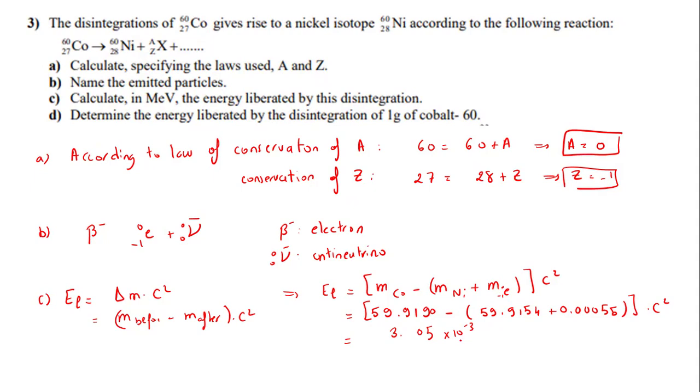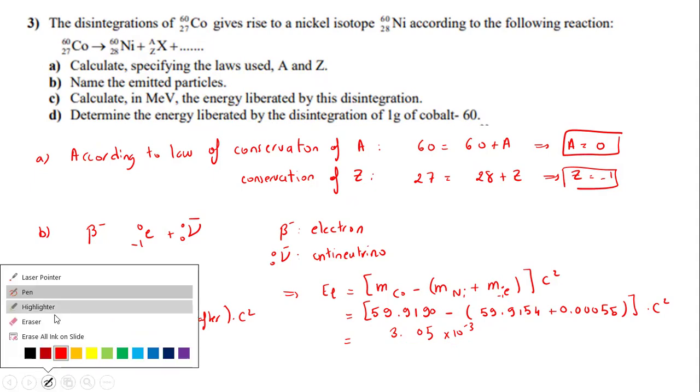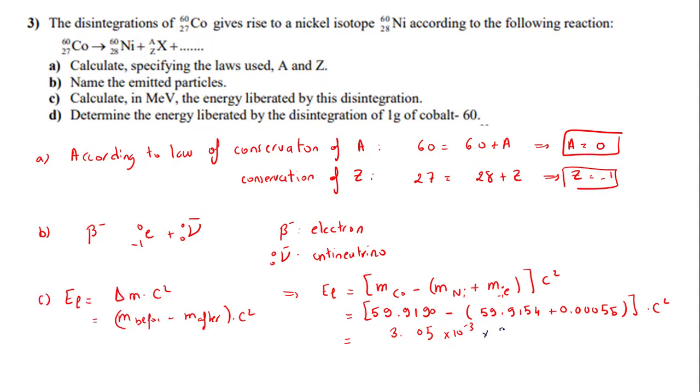But this is in what? In U. I want it in mega electron volt. So if I want it in mega electron volt, I write here times 931.5, which is mega electron volt per C square, and the C square cancels with the C square. So I converted from U to mega electron volt per C square. We simplify, and we get the answer in mega electron volt, 2.84 mega electron volt. This will be the energy liberated by the transformation of only one cobalt.